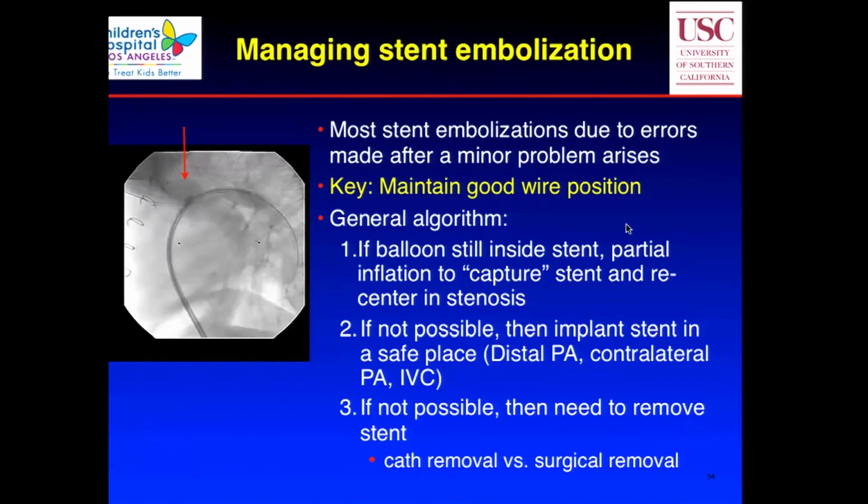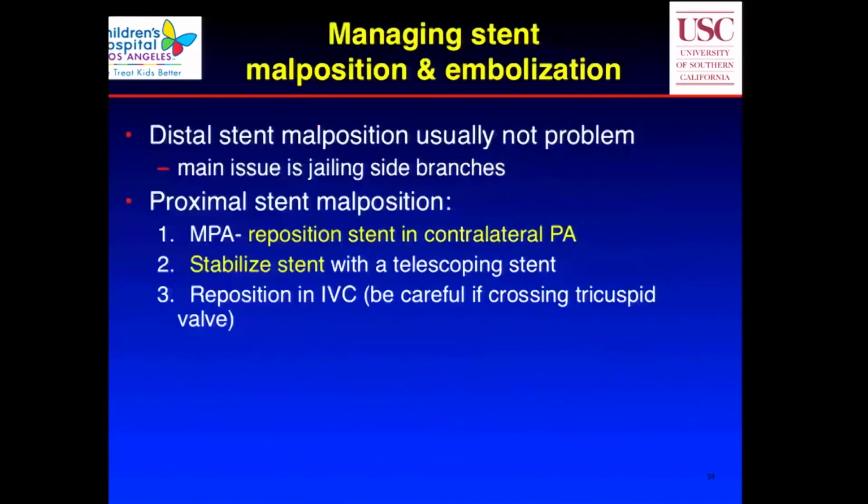If that's not possible, then you want to implant the stent in a safe place. It doesn't do any good, but it doesn't do any harm. If you can't do that, then you're going to have to retrieve it, either by surgery or transcatheter techniques. So that's the general principle of what you do with a malposed stent, or embolized stent.